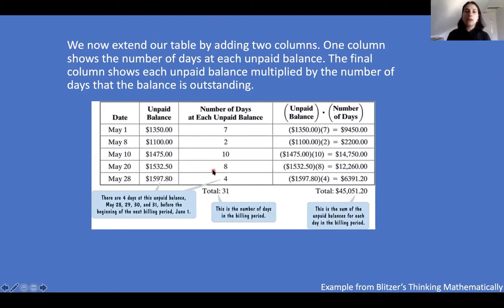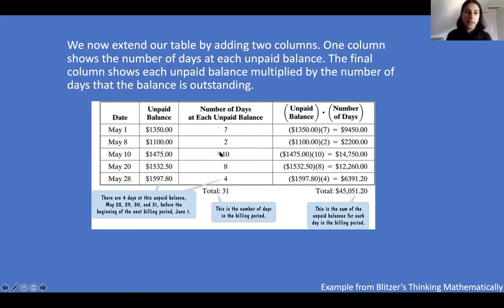We now add 2 more columns to our table. The first column is going to show the number of days at each unpaid balance. The final column will show each unpaid balance multiplied by the number of days that it is outstanding. So there'll be a product of these 2 columns. Let's start with this first one. For our May 1st to May 8th, that was a 7-day stretch. So we're going to put a 7 up here on the May 1st unpaid balance. Multiplying that 7 by the unpaid balance, we get this $9,450 here.